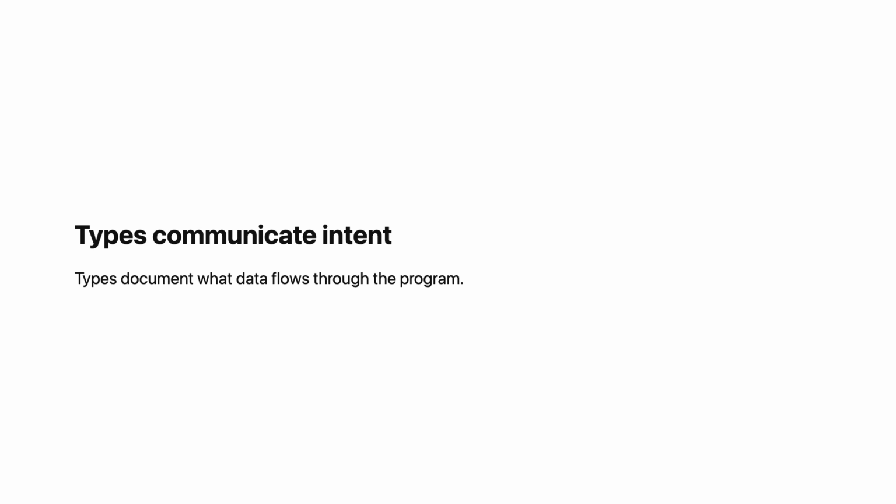Types serve another purpose: documentation. When you see that a function takes an integer and returns a string, you immediately know something about how to use it. The types tell you what to provide and what to expect. When you see a variable typed as a list of users, you know what it contains without reading all the code that created it. Types are documentation that the compiler or interpreter can check.